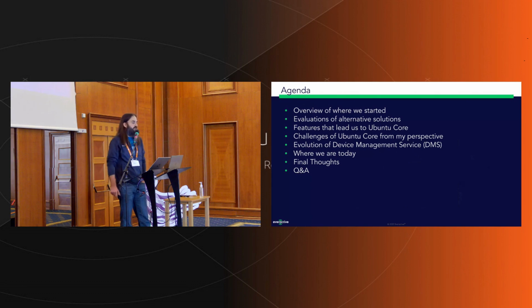So our agenda today is to talk a little bit about where we started, what we did to evaluate some other solutions, or at least some things we considered, some of the features that led us to Ubuntu Core, which if you've been in some of the other presentations related to snaps or Ubuntu Core, are going to sound very familiar, followed by some of the challenges or shortcomings related to Ubuntu Core and development around Ubuntu Core, the evolution of what we ended up calling device management service, and some final thoughts and questions and answers if there's time and there are questions.